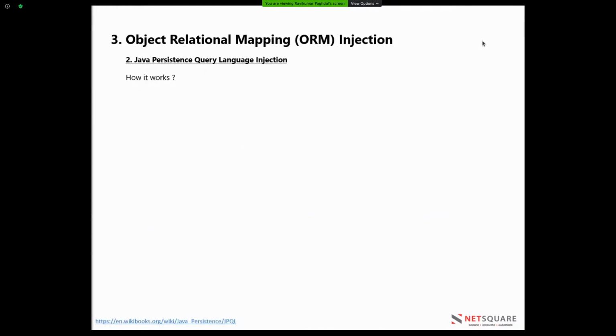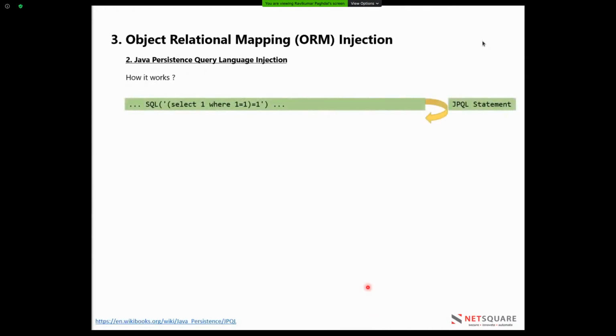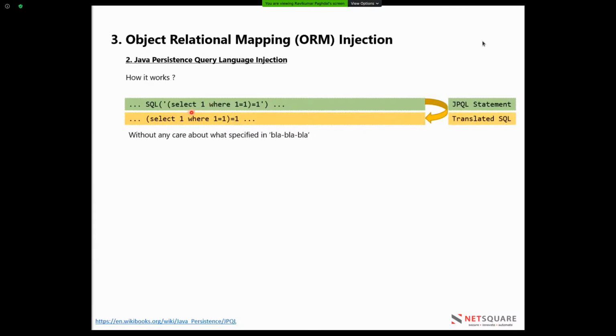So let's move to how it works. If I put a SQL select 1 where 1 is equal to 1 is equal to 1, it's a JPQL statement, and it will convert or translate to SQL. It's something like select 1 where 1 is equal to 1 is equal to 1. It means in the single quotes, between the two single quotes in the SQL variable, it's treated as the whole query, the real query. So without any care about what is specific. So there is no check for this internal query, internal structure.